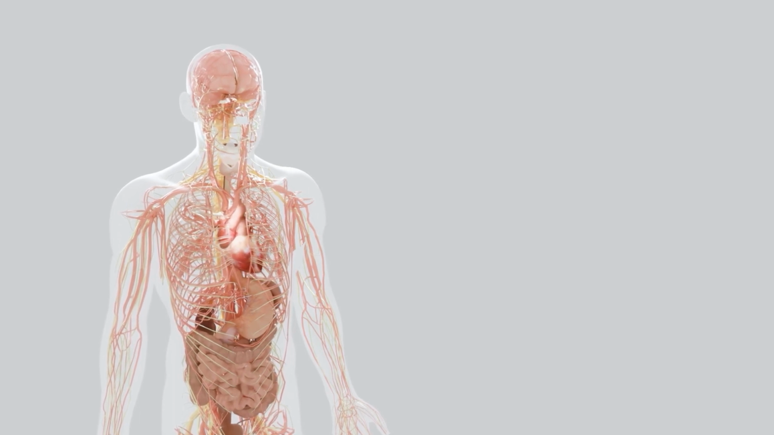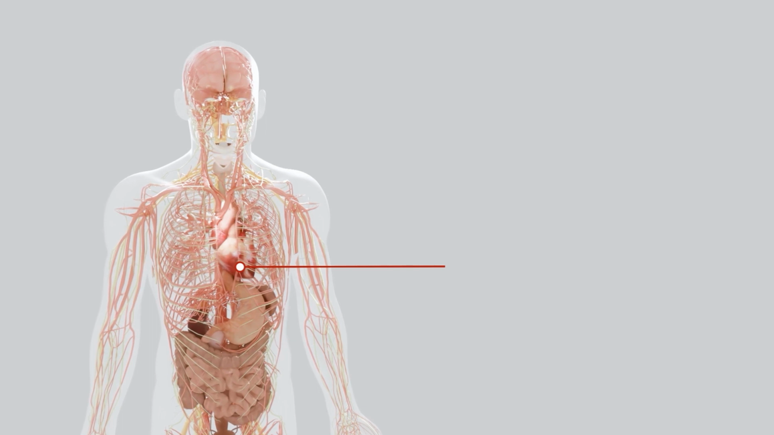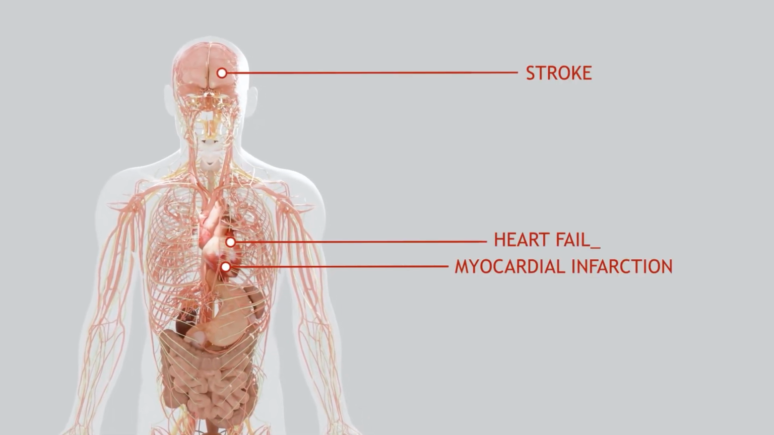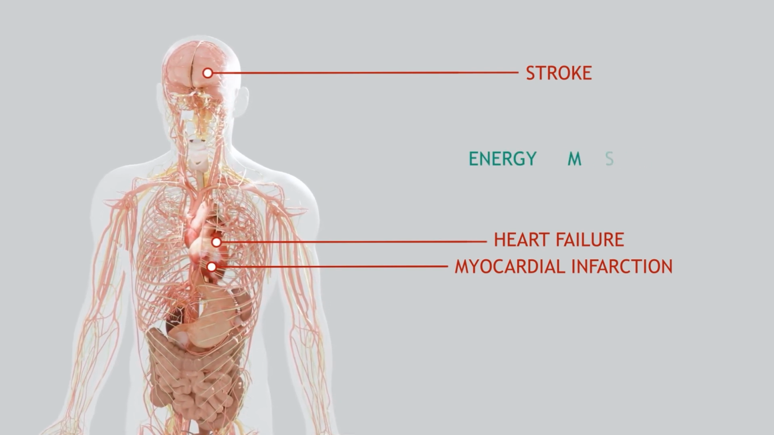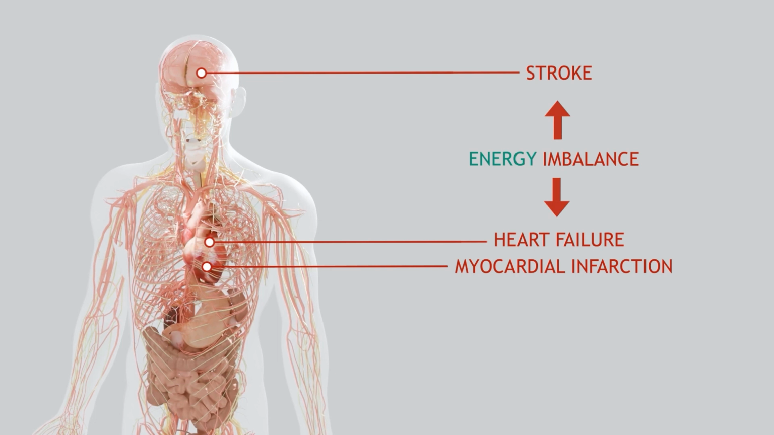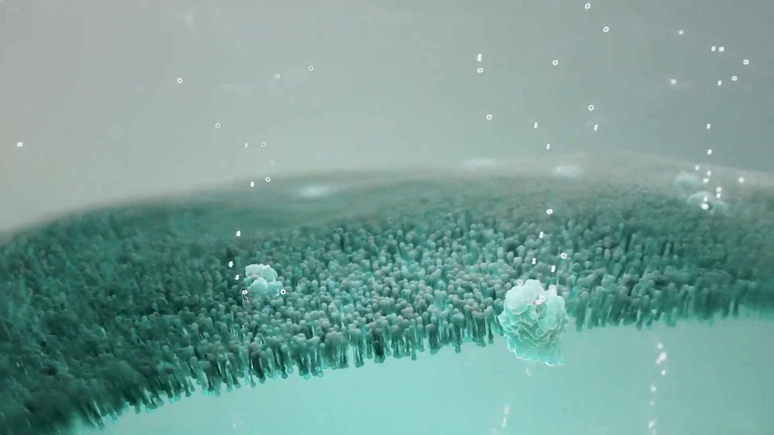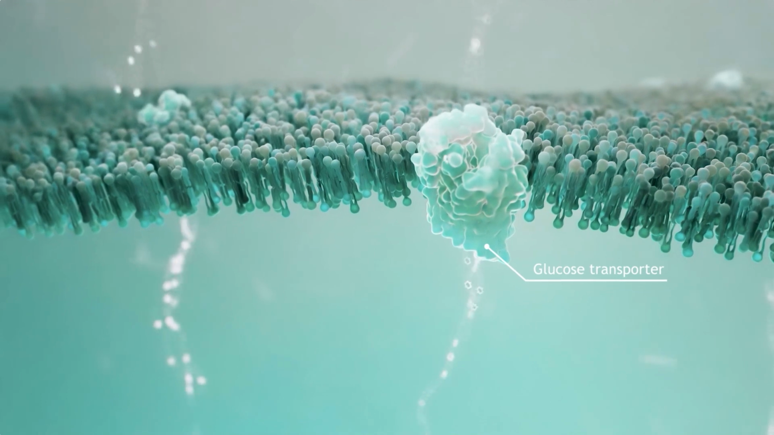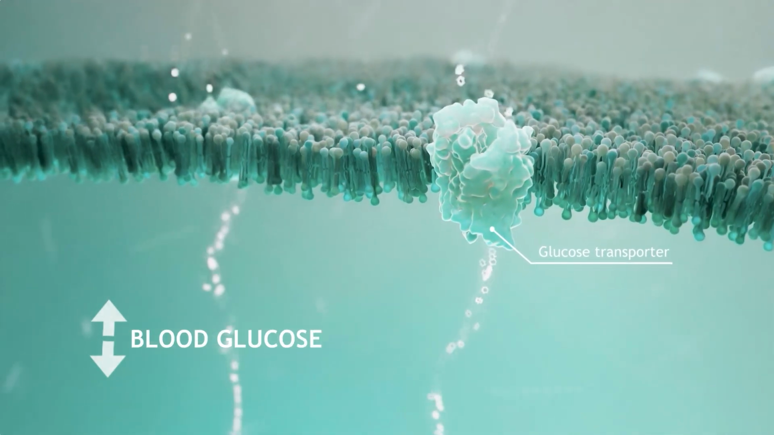Cardiovascular disease is a leading cause of death in the United States and is mainly accounted for by myocardial infarction, stroke, and heart failure. Loss of energy homeostasis is a major contributor to cardiovascular disease. Cellular glucose transporters are linked to energy homeostasis. By facilitating the absorption and uptake of glucose, they regulate blood glucose levels.